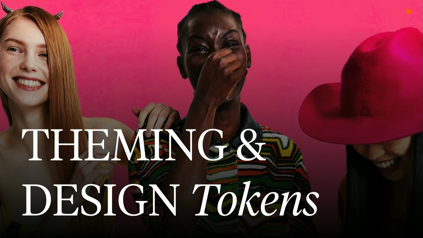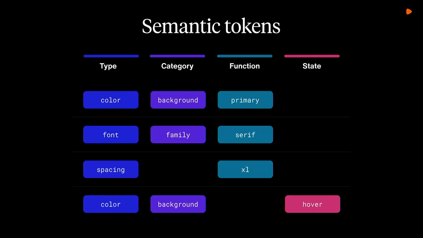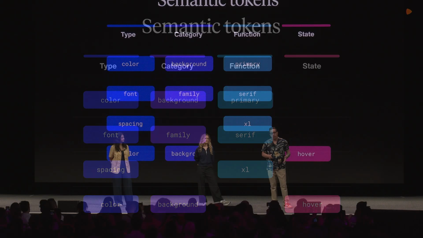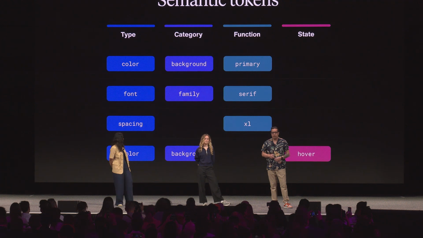Now, let's jump into our approach to design tokens, which was heavily informed by designer as our first use case. We focused on building our tokens to be semantic and simple. The reason for that is that we wanted anyone to understand how and where to apply them. We used short names based on their type, category, function, and the optional state.